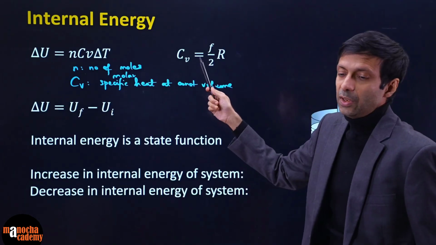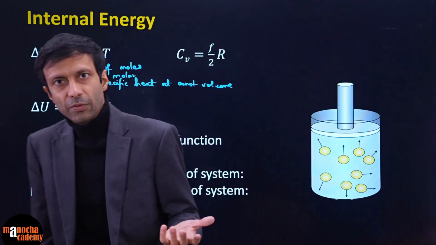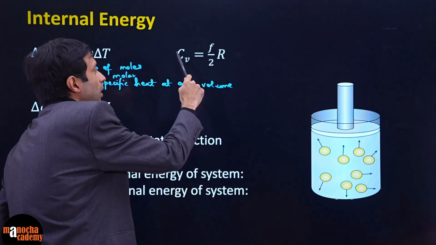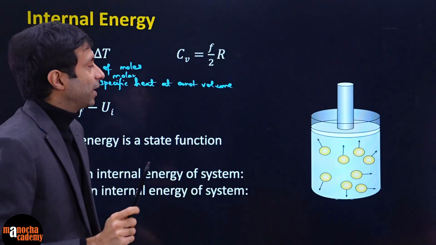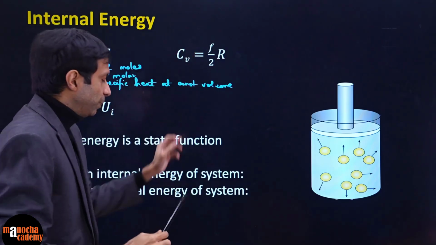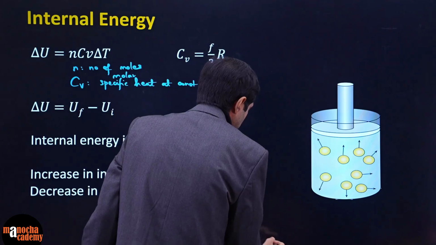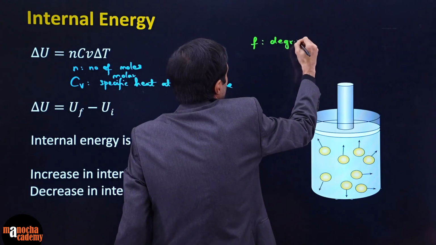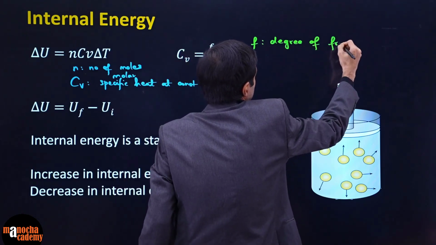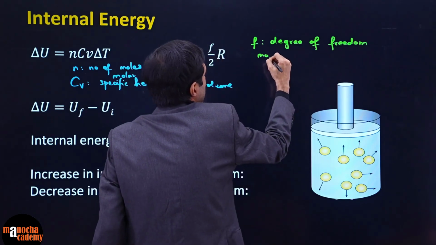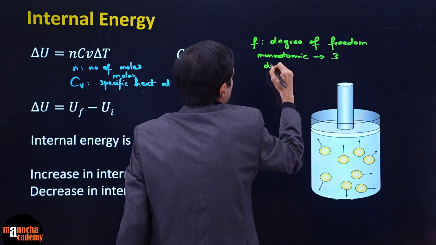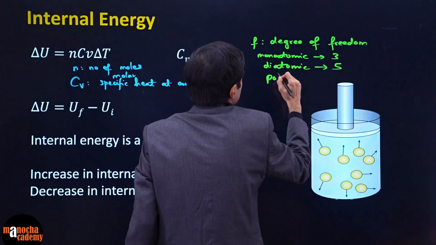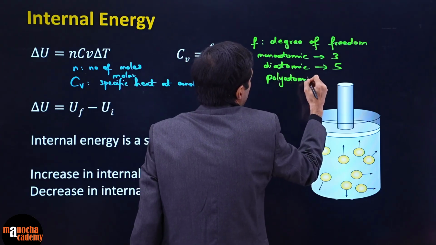And how do you calculate the Cv? This we'll be talking more about in our kinetic theory of gases, but just to give you the idea here, because sometimes in the numericals they give it. So Cv, your molar specific heat capacity at constant volume, is basically f/2 times R, where f is the degree of freedom of a gas. For a monoatomic gas, this value is 3. For a diatomic gas, this degree of freedom is 5. For a polyatomic gas, so triatomic and all those things, the value is 6.